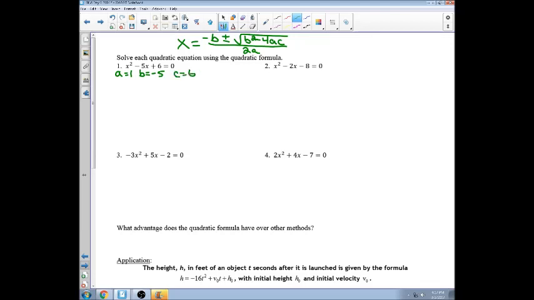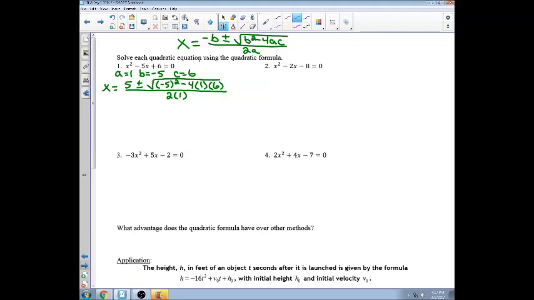So now all I'm doing at this point is I'm going to take those numbers and plug them in for the letters. So x equals, the first thing I run into is the opposite of b. So it would be negative 5. The opposite of negative 5 is positive 5, plus or minus the square root of b squared. So I'd take negative 5 squared minus 4 times a, which is 1, times c, which is 6. All of that is going to be over 2 times a, which is 1.